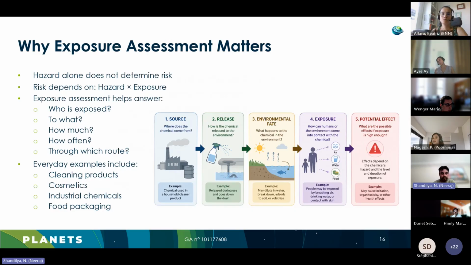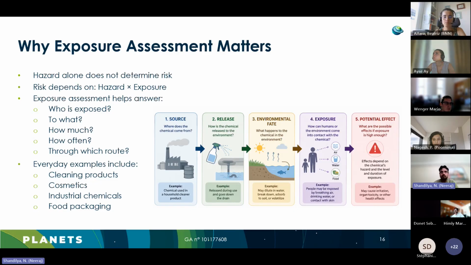So first of all, why exposure assessment matters. I think we dealt with it quite clearly in session one also, that hazard alone does not determine risk. Risk depends on both exposure and hazard. And that's why exposure assessment matters. When you do the exposure assessment, you basically answer a series of questions. The first question is, who is exposed? To what extent is someone exposed? How much? How often? And through which route?